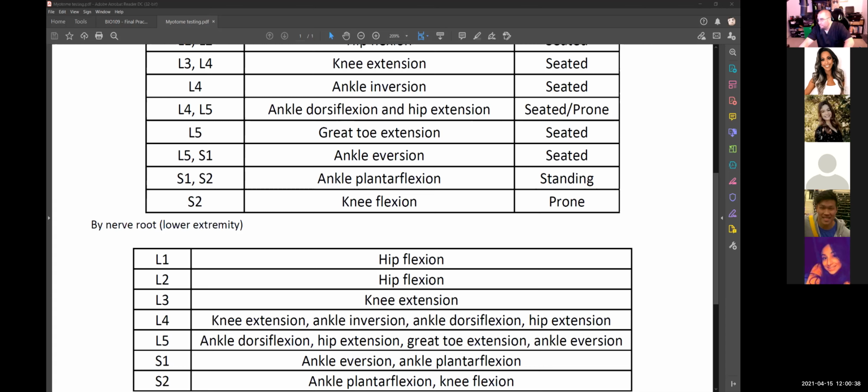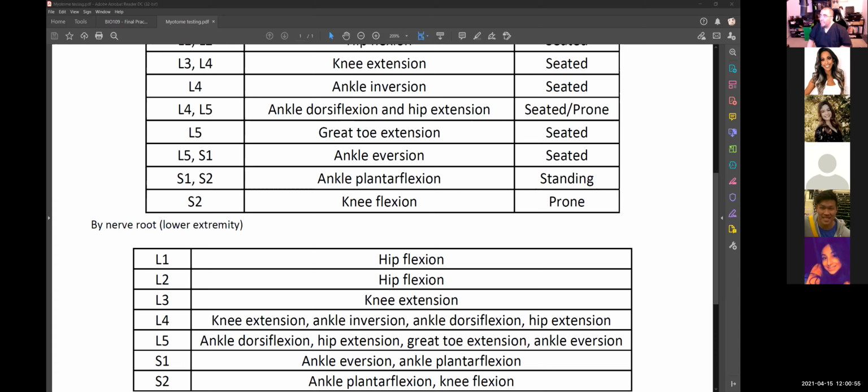Think about it. If I say, are you sure you tested the right muscles? You probably didn't. So think about it real quick. Oh, you know what? You're right, Mr. McKeever. I tested S2. Let me test S1. You fixed it. I'm not going to take any points.